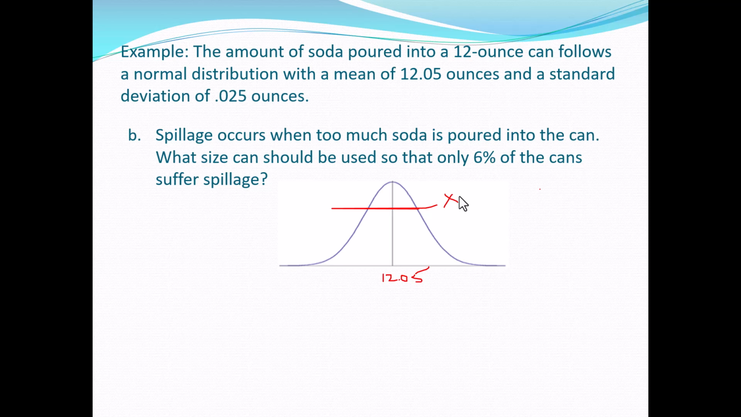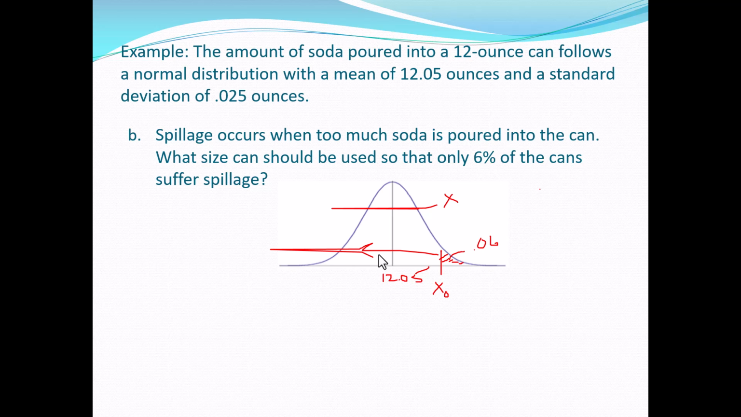So you can think about it two ways. 6% of the cans get too much soda, 94% can hold the soda. So 6% are problems. Those are going to be out here where you get too much soda poured into the can. 94% are on this side. So you need to split, and then you got to figure out, is it a left or right? This is a tough problem because it's not as obvious. If I say find the top 6%, okay, that's easy. If I say find the bottom 94%, that's easy.